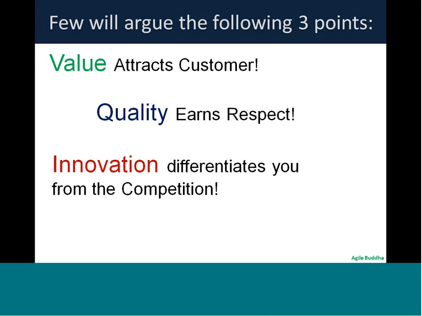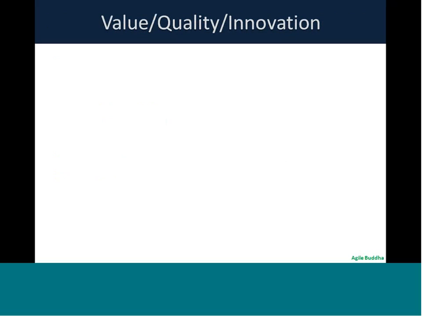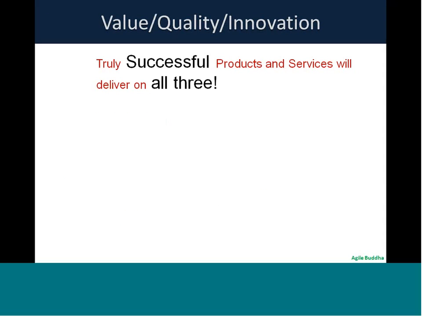And innovation, in the sense that self-organized teams work independently, work with the customers or with the products, to bring in their minds also. Not only is the product owner thinking about the product, but even the entire team is thinking about the product, how we could make it different from our competitors. So if you see here, value, quality, and innovation. Truly successful products and services will deliver on all three.